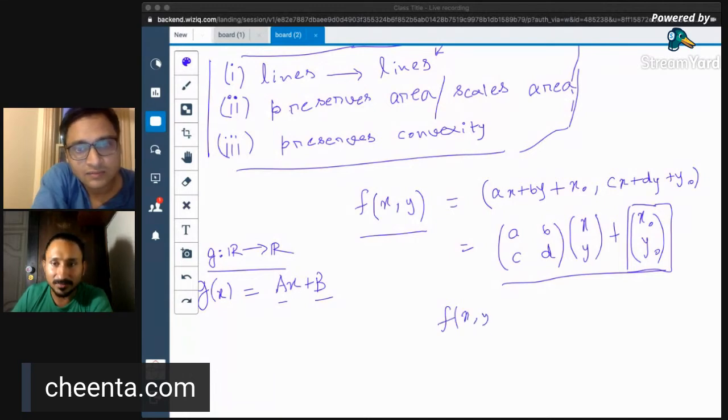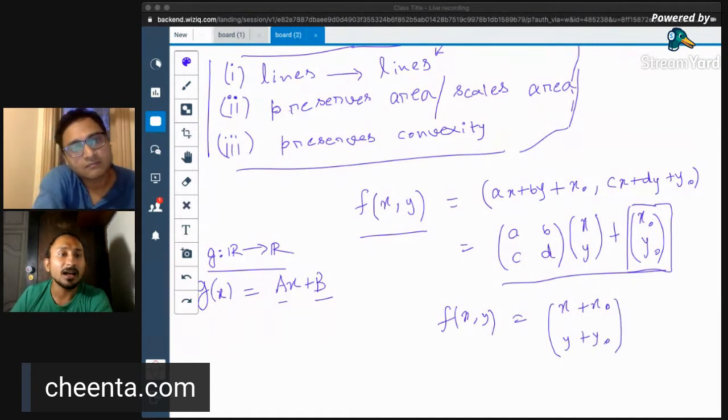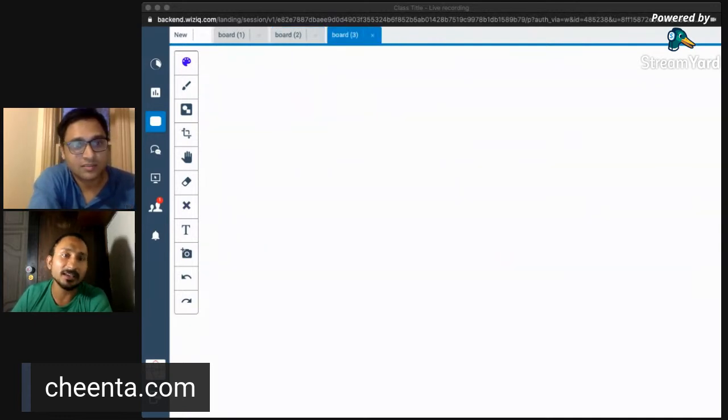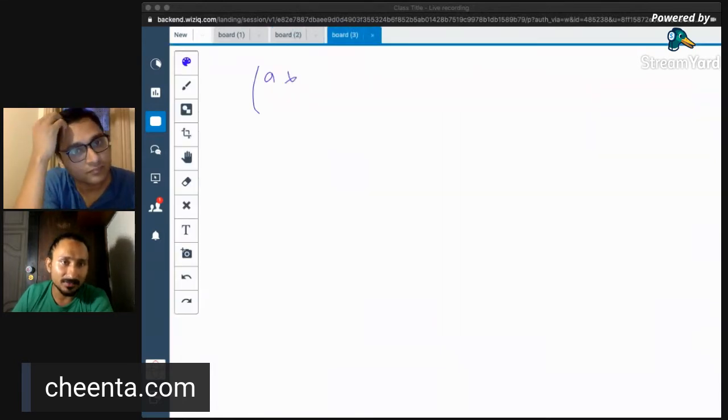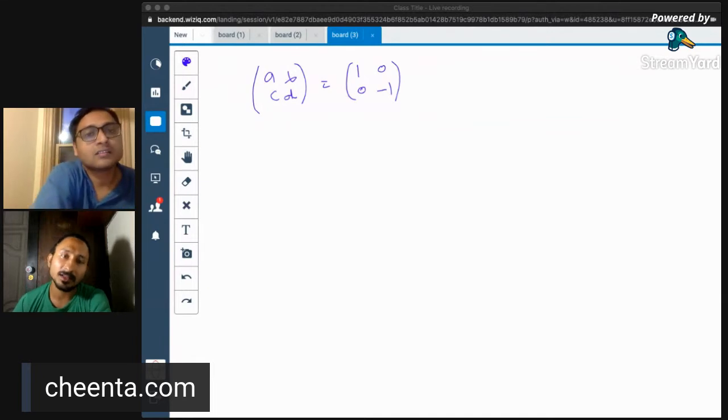you get x plus x naught, y plus y naught, which is a translation. If you take x naught, y naught as 0, 0, and A, B, C, D to be 1, 0, 0, minus 1, you get reflection about the x axis.